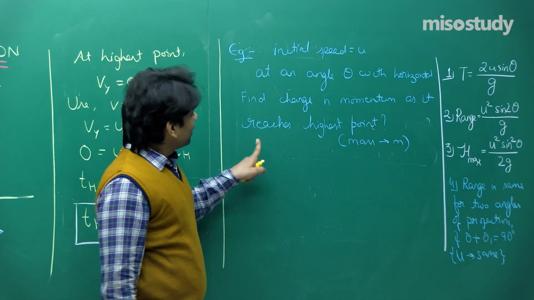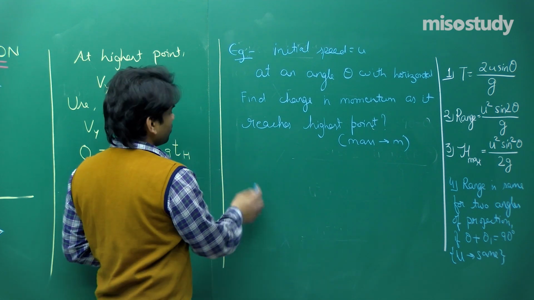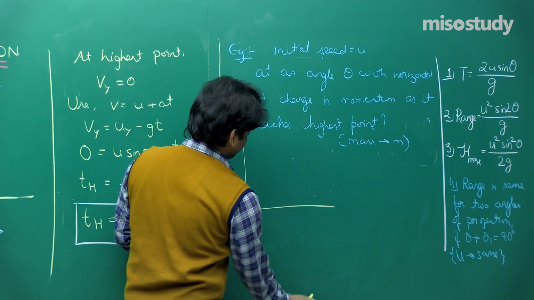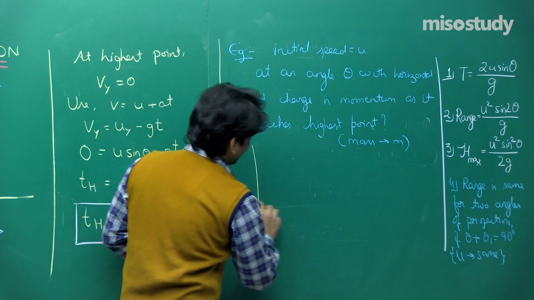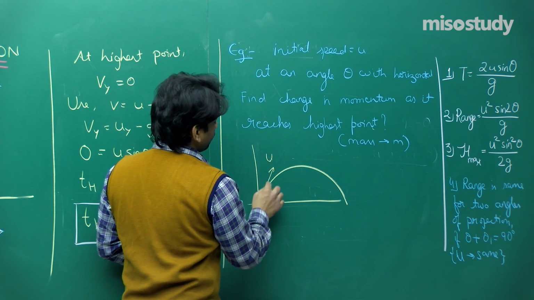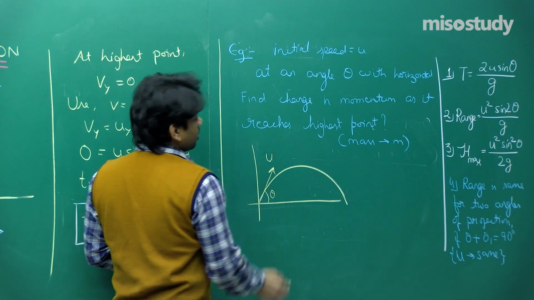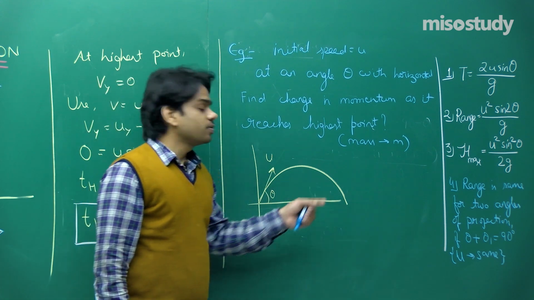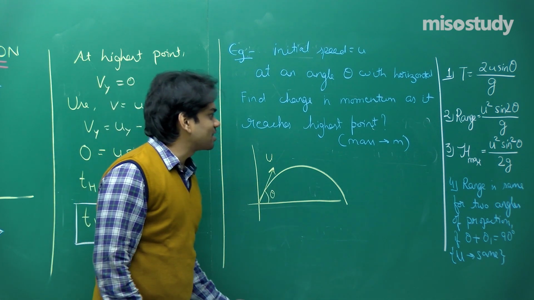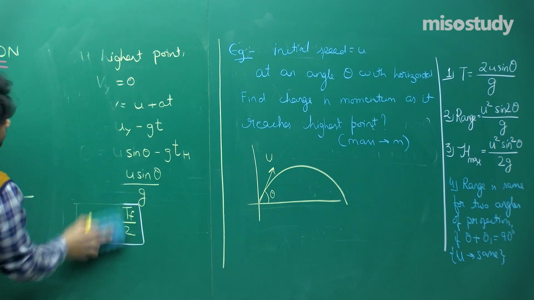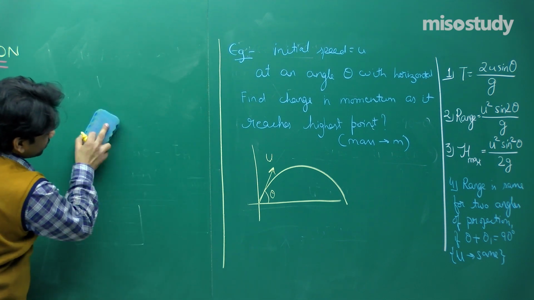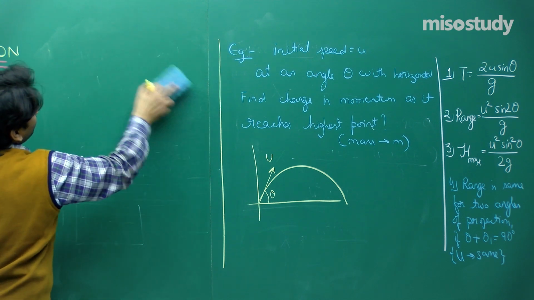Now see, the initial momentum when it was projected: the body is projected somewhat in this way. Mark the y-axis and x-axis; it will be projected and it will come down. This is the initial speed u making an angle theta. So the initial momentum will be mu along this direction. Let us break the motion along the x-axis and y-axis.